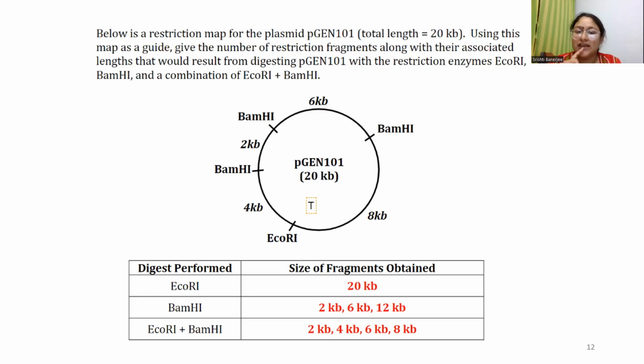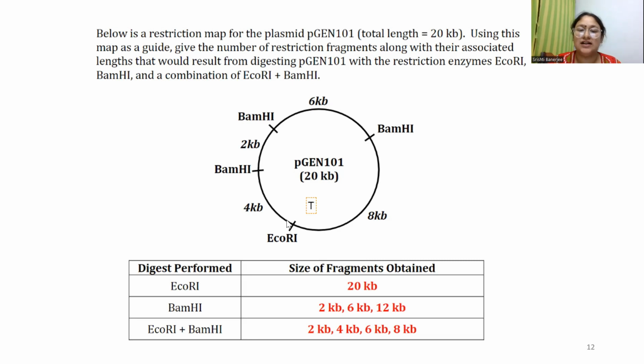And similarly, EcoR1 has just one cut site, so it will give you one fragment because it will cut the circular plasmid and form a straight fragment. So it will have one, of 20 kb. And BamH1 has three different fragments of 2, 6, and 12. Now, how are the sizes determined? You need to find that out. See, if EcoR1 cuts it, the entire thing is 20 kb, nothing to do with that. But BamH1 cuts it into three fragments.